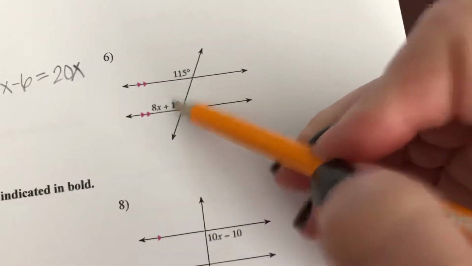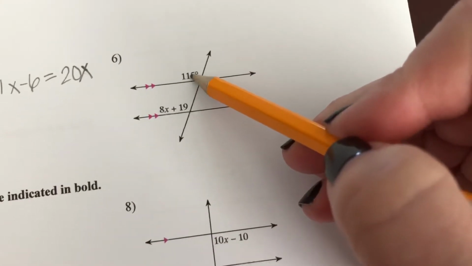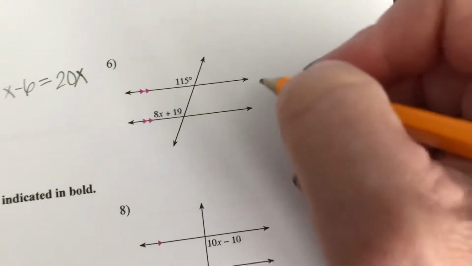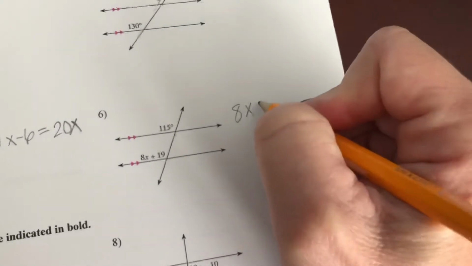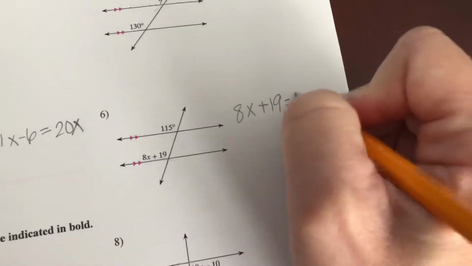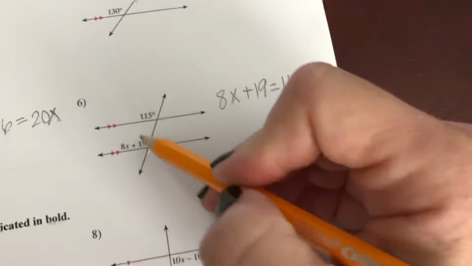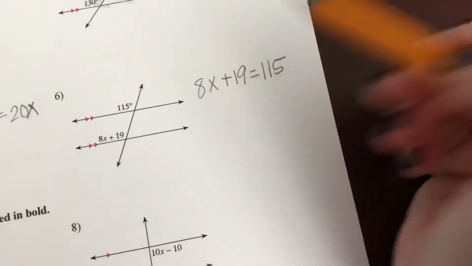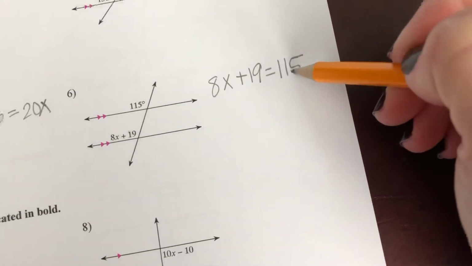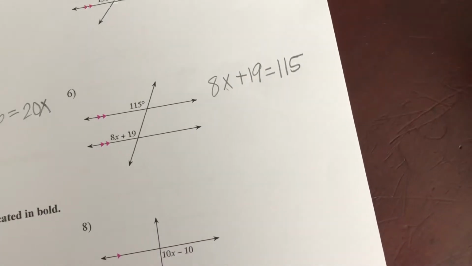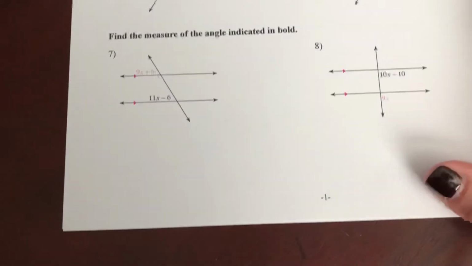Same thing for this one. You know 8x minus 19 is going to equal 115. Okay, so you know 8x minus 19 is going to equal 115 because you know this equals this. So then just solve for x. Add 19 to both sides, divide everything by 8. So that's how you do these ones.